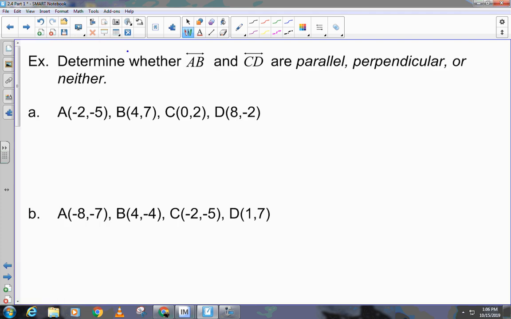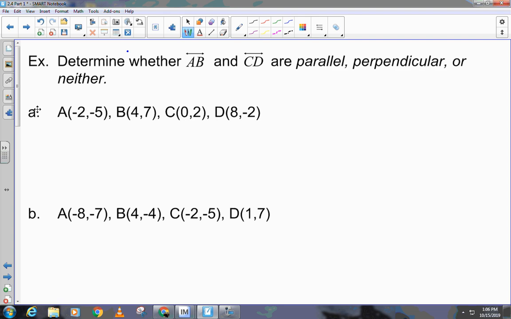So we are going to determine whether lines AB and CD are parallel, perpendicular, or neither. Now, what happens when they're neither? They intersect, that's it, right? They don't intersect perpendicularly, because when they intersect perpendicularly, they create a what? Right angle. And when they're parallel, they never intersect, right? So if it's neither, they're going to intersect somehow, but they don't create a right angle, okay? All right.